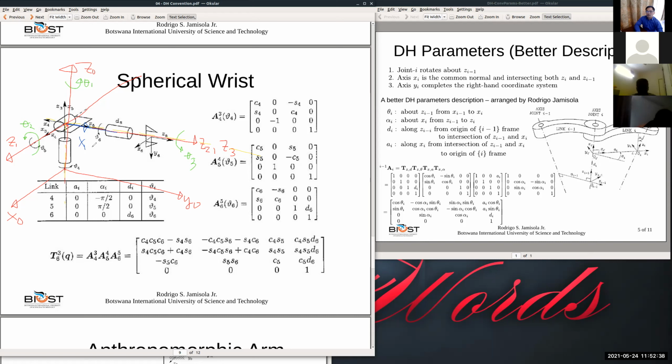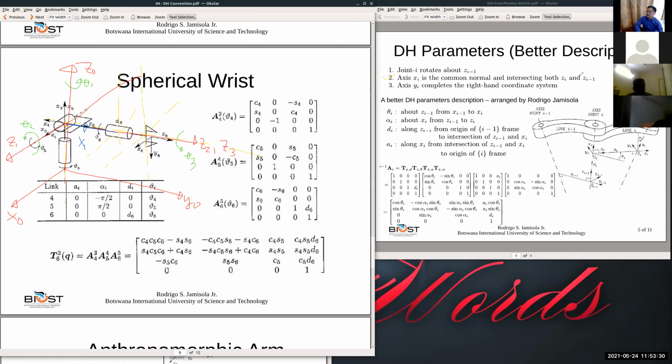So what about X2? Your X2 is the common normal, intersecting Z2 and Z1. So this is your Z2. We can assign our X2 to be along here, or to be along here. But at which point? We don't know. It could be here. It could also be here with this requirement. We don't know where the point is.